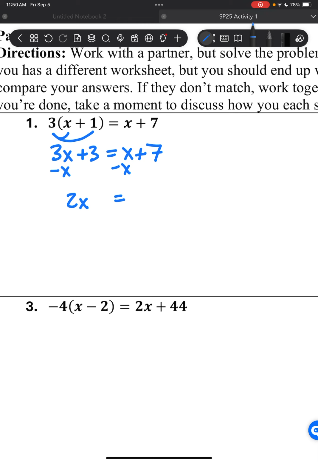Alright, we have an isolated x term, so let's get rid of this 3 by subtracting 3. That gives us 4 on this side. We're going to divide by 2 to get the x alone. And by doing that, we have x equals 2.